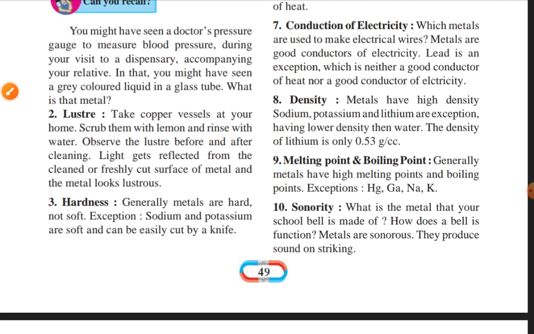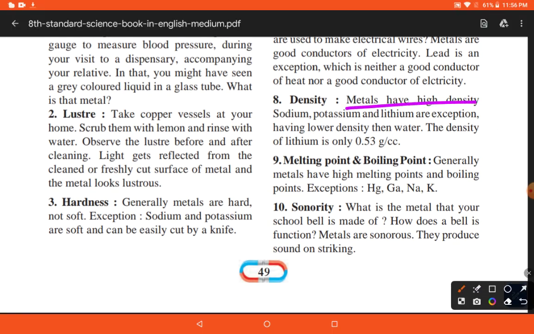Talking about density, generally metals have high density, but sodium, potassium and lithium are exceptions. Lithium has a density of 0.53 gram per centimeter cube. You can see the density here is very low. The highest density you see is in solids, that's metals only. Sodium and potassium are exceptions too, but lithium is very low.